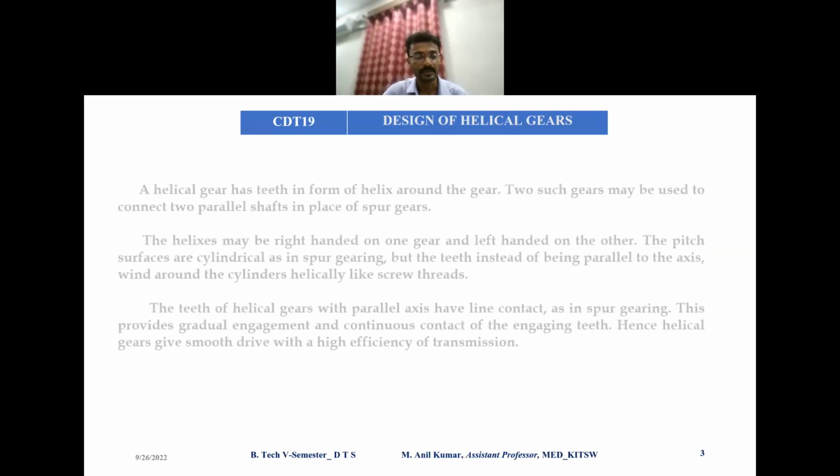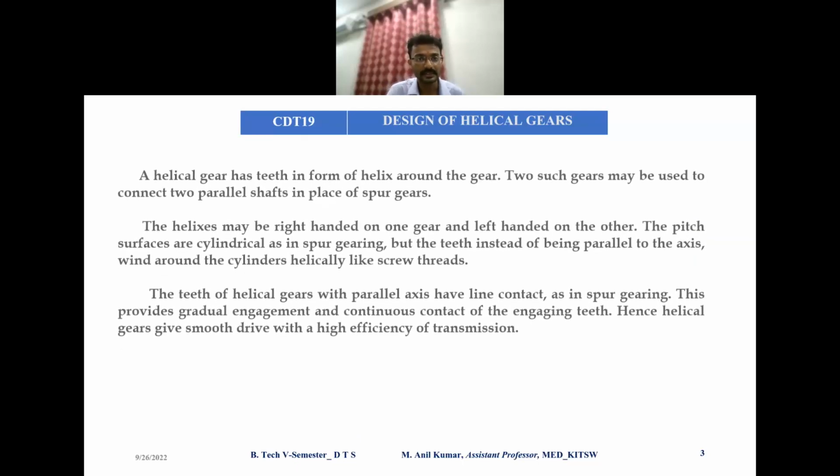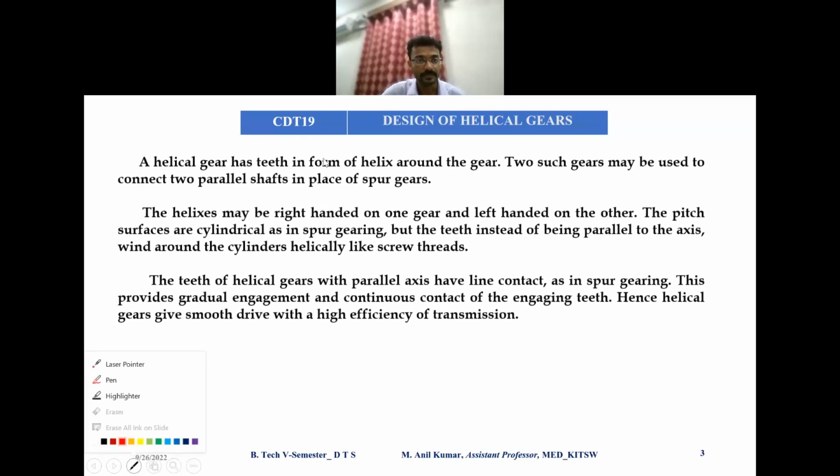Dear students, helical gear has teeth in the form of helix around the gear. Two such gears may be used to connect two parallel shafts in place of spur gears. The helices may be right-handed on one gear and left-handed on the other. The pitch surfaces are cylindrical, as in spur gearing, but the teeth, instead of being parallel to the axis, wind around the cylinders helically like screws.